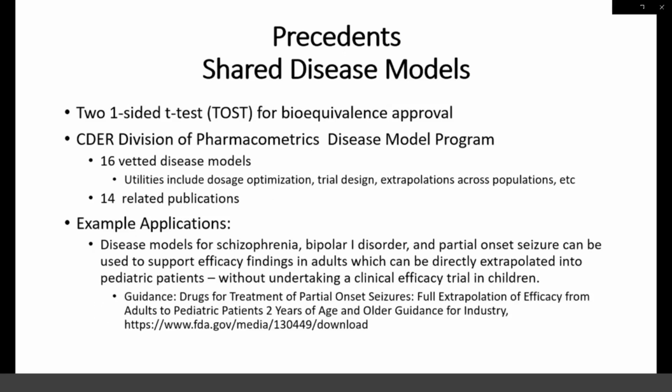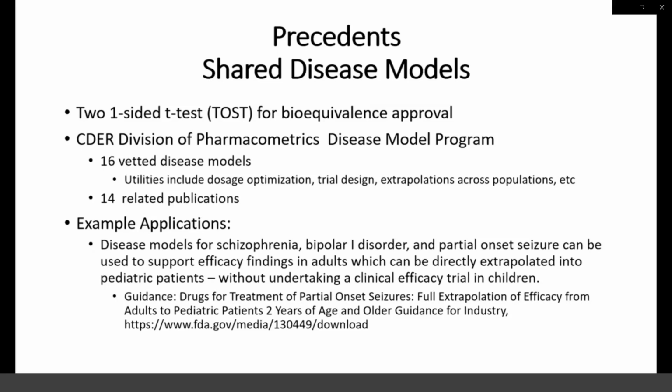Now, one precedent that might not immediately come to mind is the application of the two one-sided t-test, or TOST, for bioequivalence approval. This is hands down the most widely shared and the most successful application of a shared model for the development and approval of a medical product. It's a statistical model, a statistical hypothesis testing model.